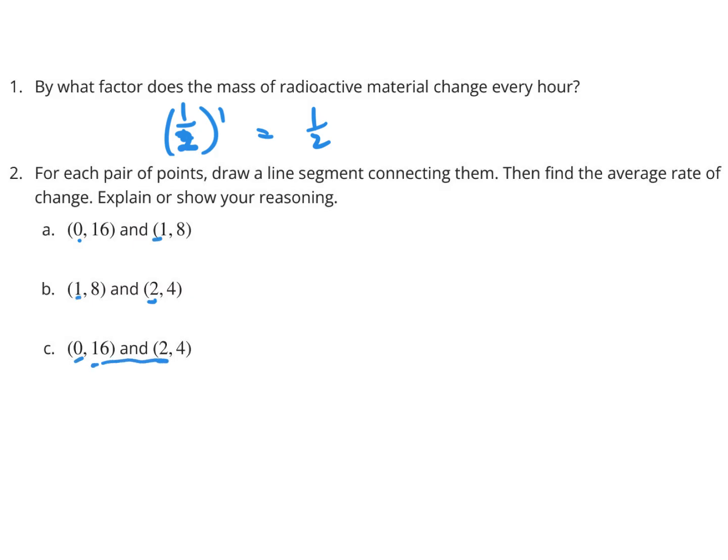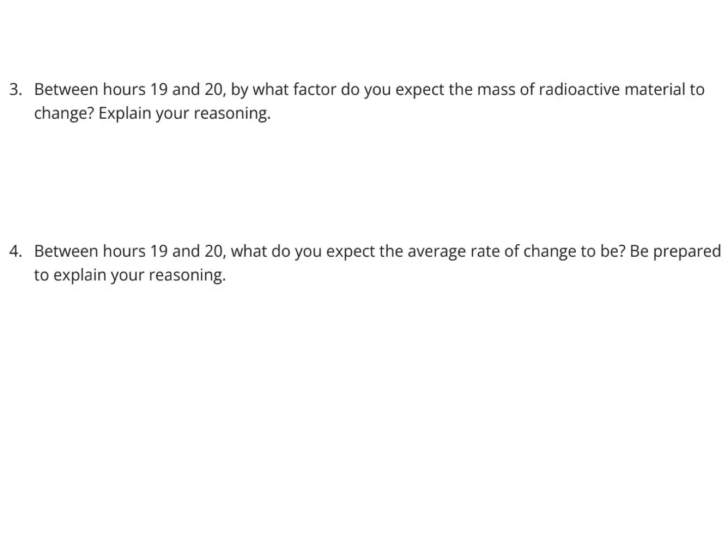That's 2 full jumps. So that's going to be the factor over 2 hours. So the factor over 2 hours was 1/2 squared, equals 1/4. And that's the factor over 2 jumps. But 1 jump is 1/2. The factor is 1/2 to the 1. 1 to 2 is 1/2 to the 1. Between hours 19 and 20, that's a 1 hour jump. So it's just half of it's going to go away.